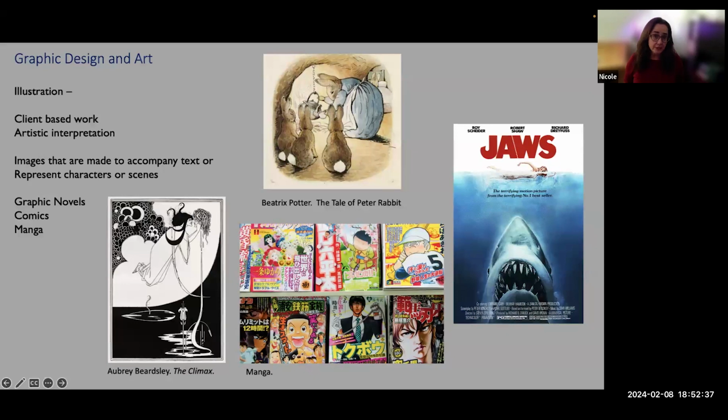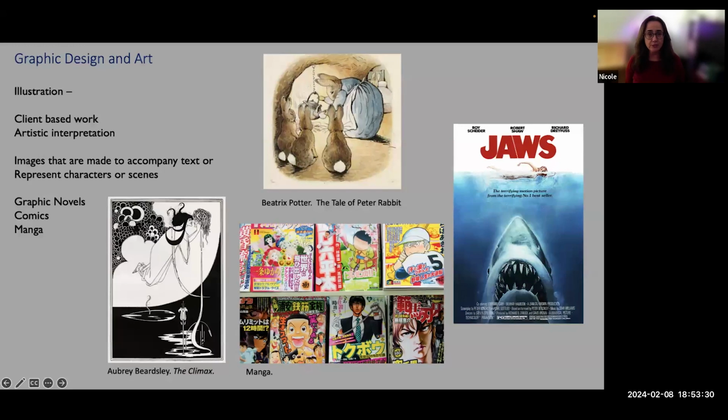The field of illustration is one of those areas that lies in between graphic design created to represent a client brand and fine art created to express an artist's independent creative idea. Illustrations, broadly speaking, are meant to accompany a text and or represent characters in that text, right? And I'm showing you just a small sampling of what could be an entire course in and of itself, the study of the history of illustration.